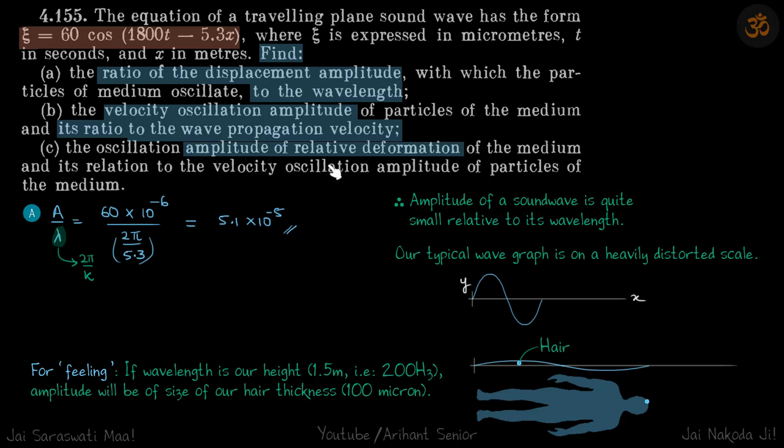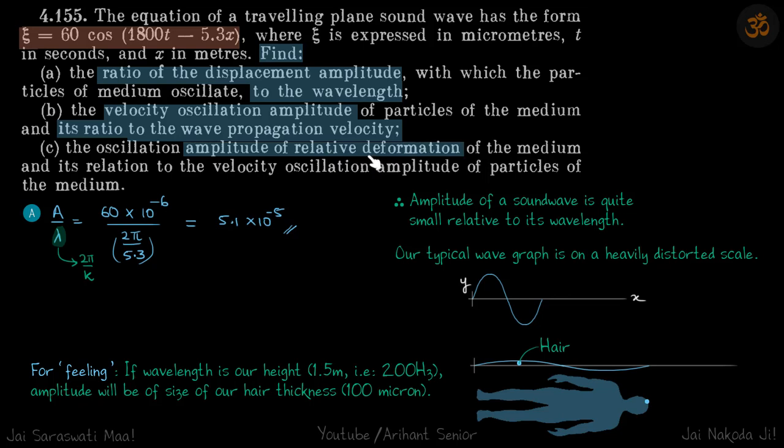Third part, the oscillation amplitude of relative deformation of the medium. If you don't know what relative deformation is, it is like strain. In a strain, if you take any length of a rod, whatever is delta L by L in that rod will be the relative deformation of the rod. So it is independent of the actual length of the rod, because that's a ratio of delta L by L.